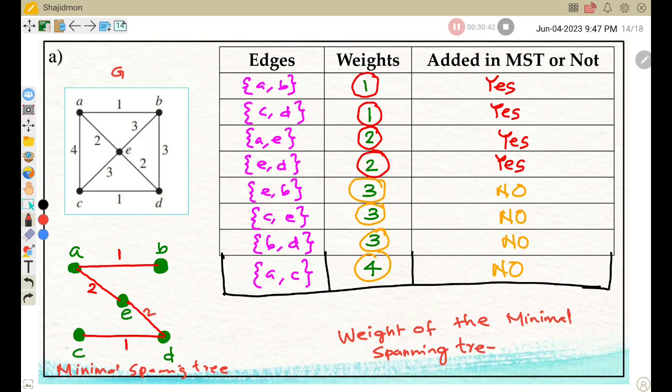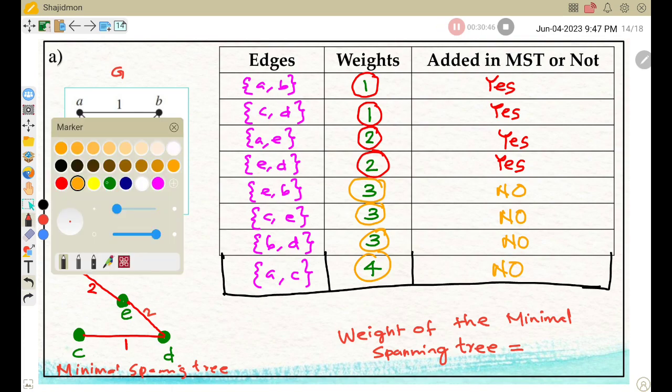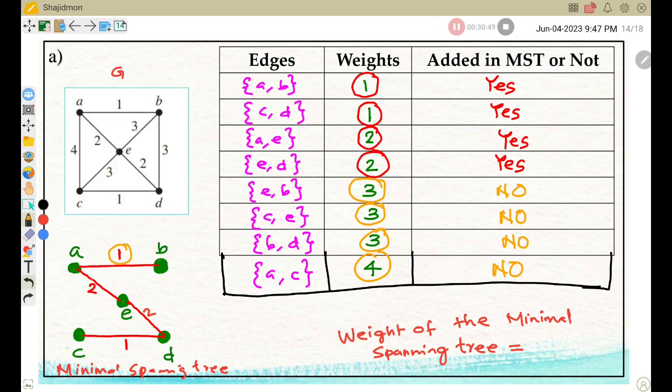Weight of the minimal spanning tree by using Kruskal's algorithm equals: add these weights. What are the weights we assigned here? 1 plus 2 plus 2 plus 1. So how much are we getting in total? Total weight, the weight of the minimal spanning tree, equals 6. 6 is the weight of the minimal spanning tree. I hope it is easy. Hope you understood this idea.